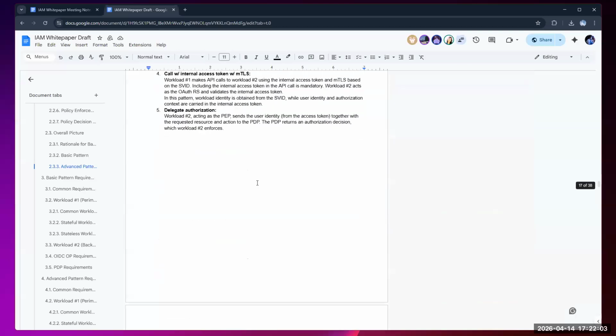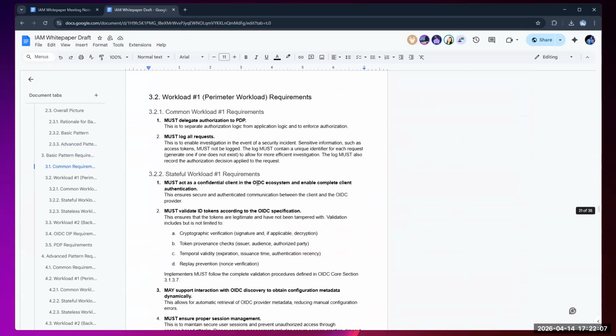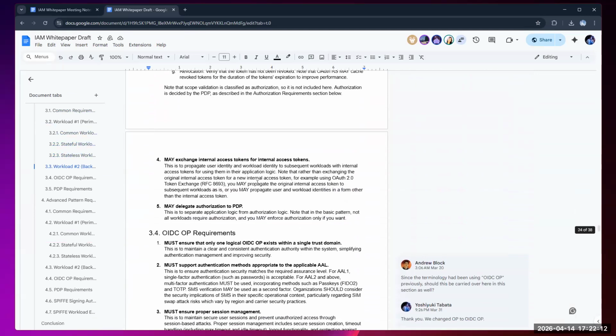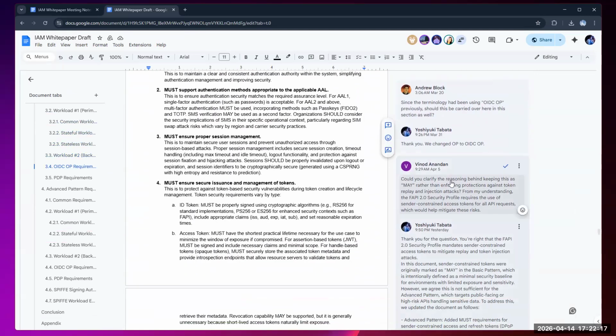I'd like to double check there are no other comments. Yeah, maybe this one. Could you clarify the reasoning behind keeping this as MAY rather than enforcing protections against token replay and injection attacks? From my understanding, the FAPI 2.0 security profile requires the use of sender-constrained access tokens for all API requests, which should help mitigate these risks.